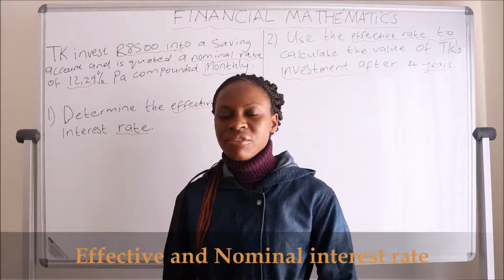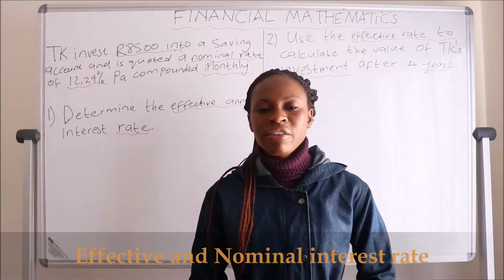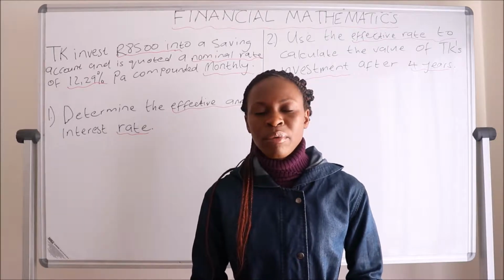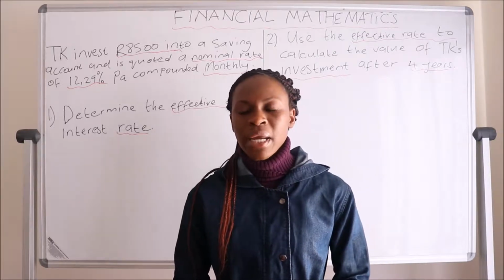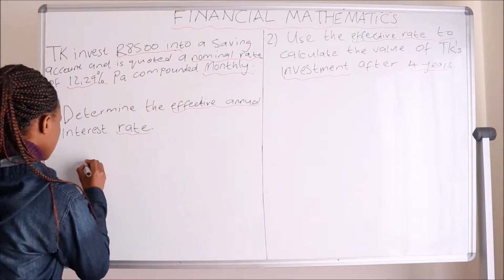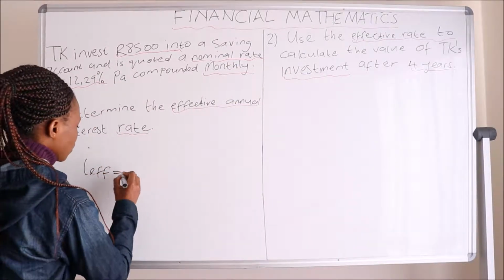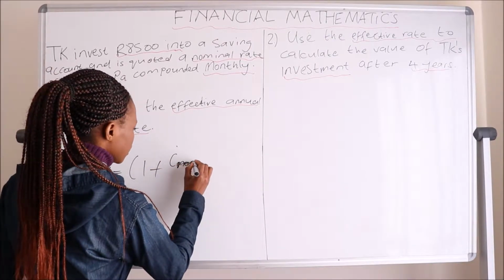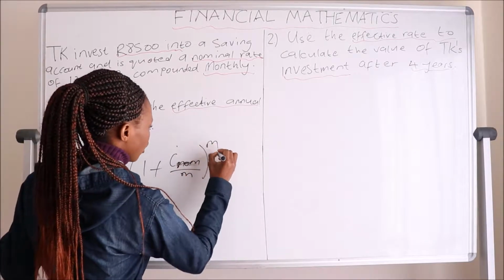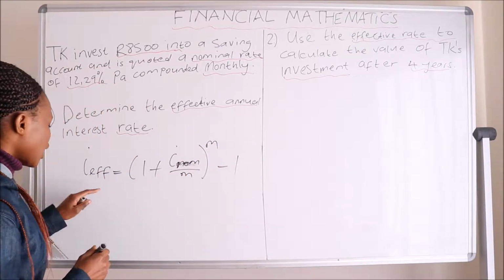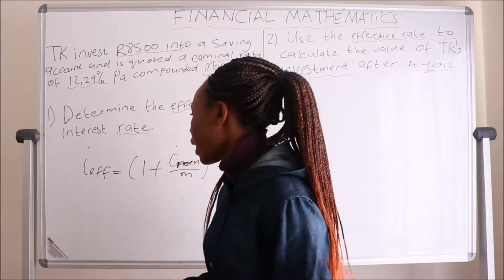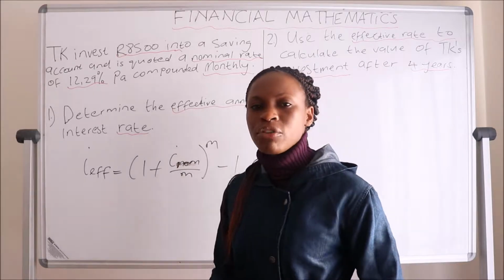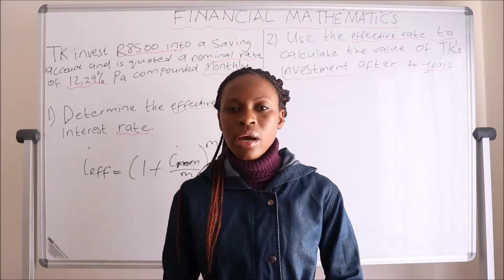Alright, remember with the effective interest rate, the equation that we used is i effective equals (1 plus i nominal divided by m) to the exponent of m, minus 1. In this equation, i effective stands for the effective interest rate, i nominal stands for the nominal interest rate, and m stands for the number of times the compounding takes place in a year.